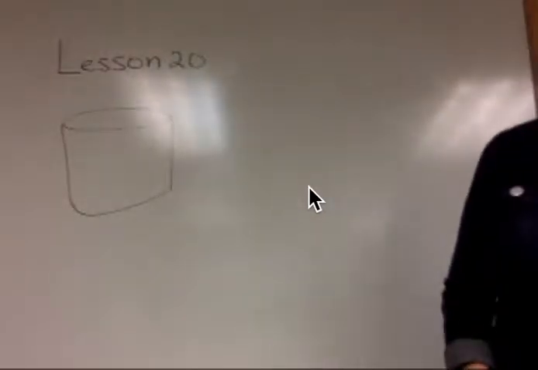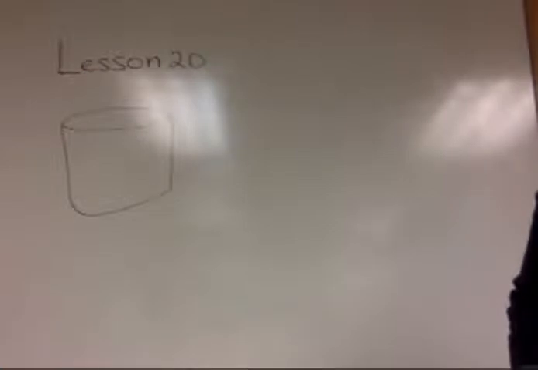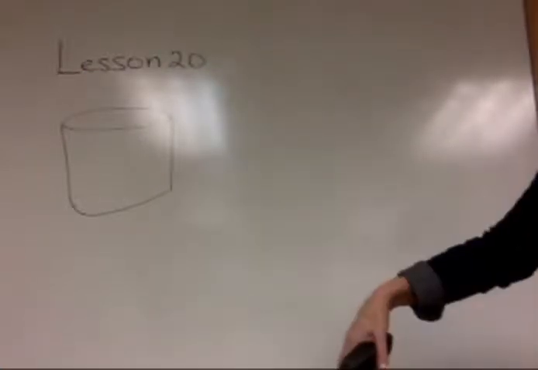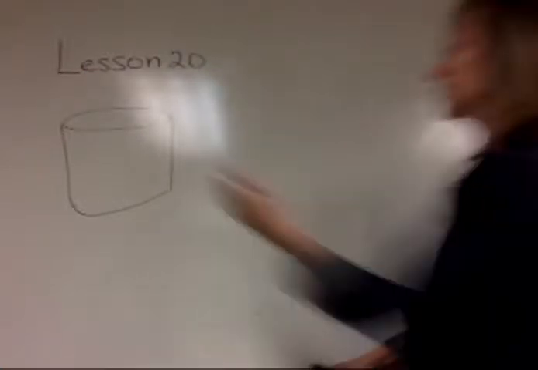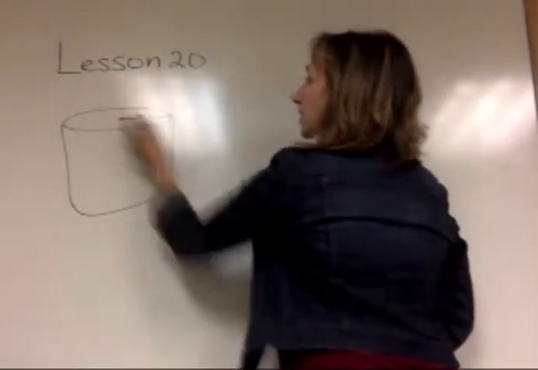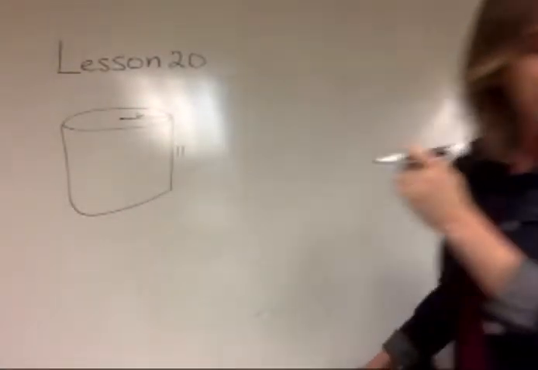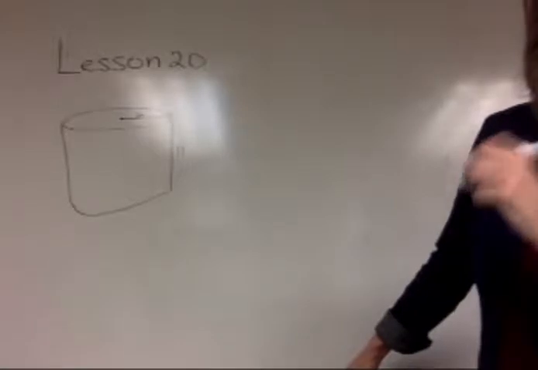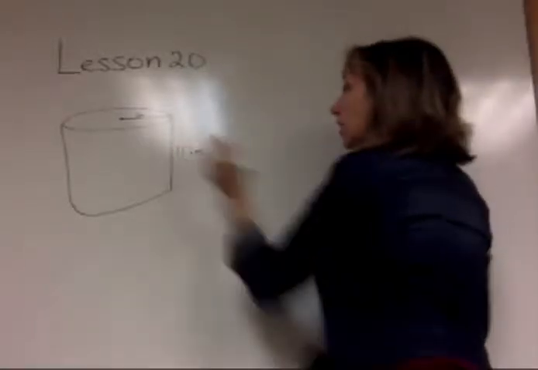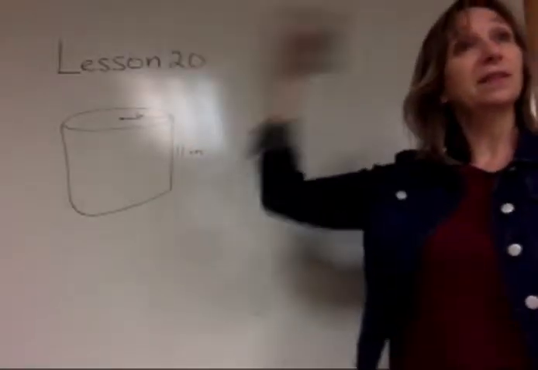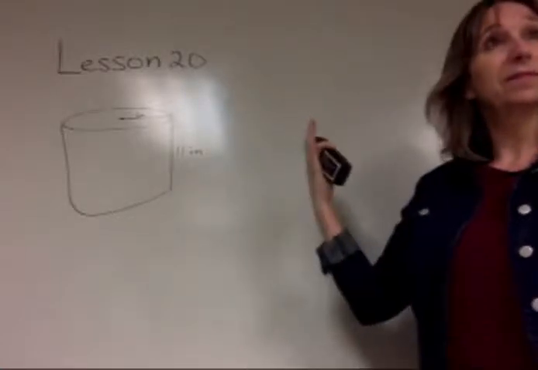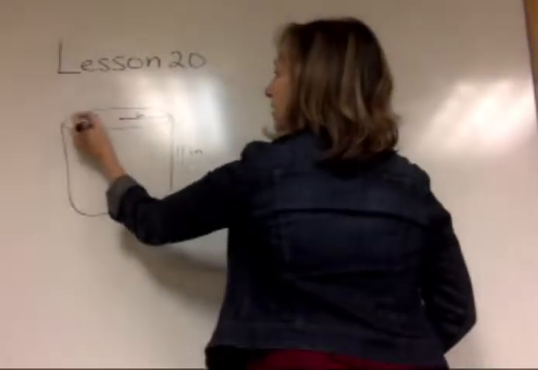It's not very good. Okay, so this one says that the cylinder is 11 inches high and it has a radius of 6. So look, we have our circle, radius of 6, and 11 inches high. So all we do is we find the area of the base, which is pi r squared. This is going to be pi 6 squared.